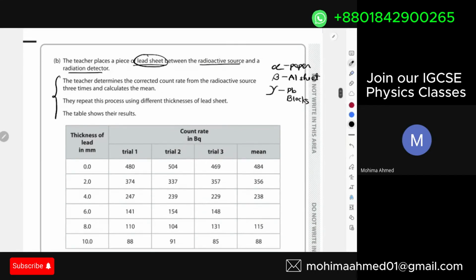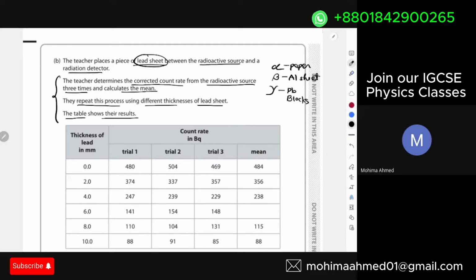If you move forward, they are saying the teacher determines the corrected count rate. Corrected count rate means that they have eliminated the background radiation for the radioactive source 3 times and calculate the mean. They repeat this process using different thickness of lead sheet. The table shows their results.